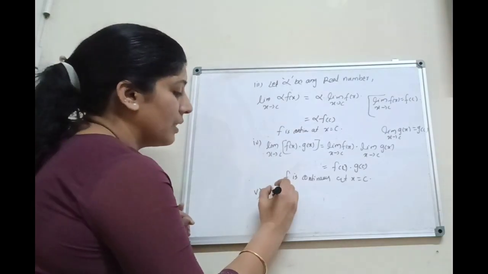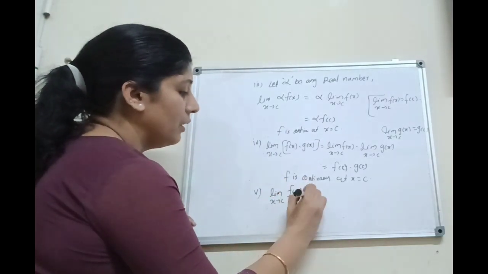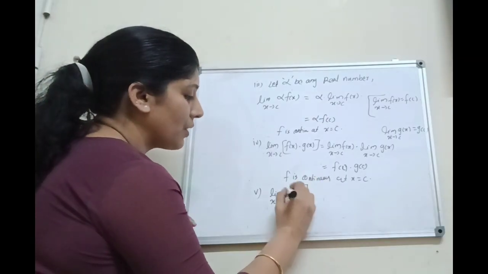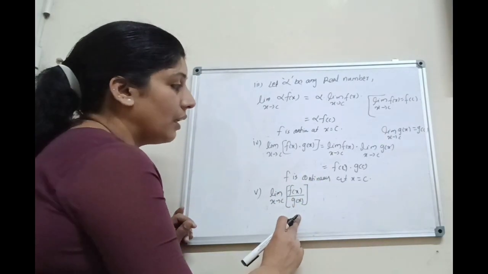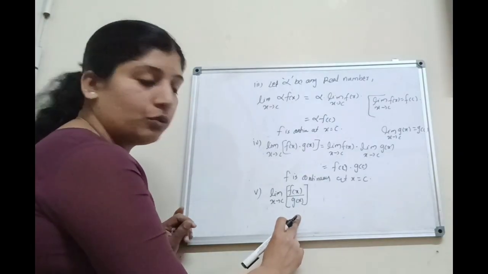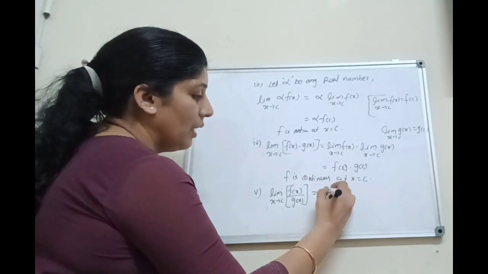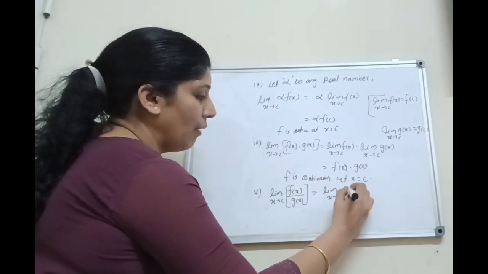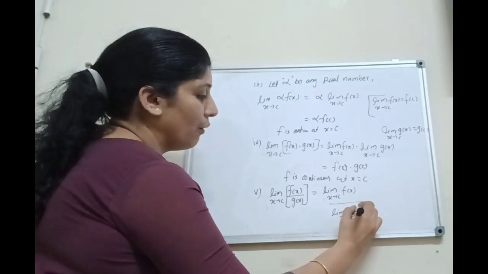Next, we can consider the function of the form f of x by g of x. Let us consider the function limit x tends to c f of x divided by g of x. That is, the function is of the form f of x by g of x. That is a rational function. Then how can we find out the continuity? That is limit x tends to c f of x by g of x is equal to limit x tends to c f of x divided by limit x tends to c g of x.